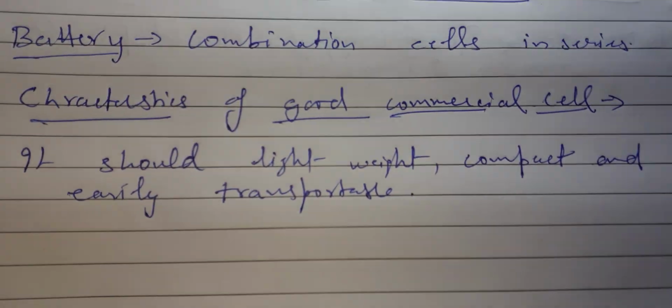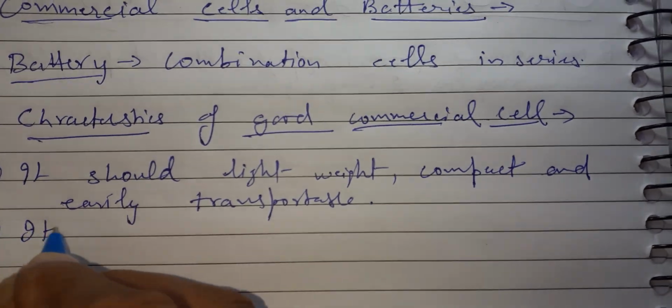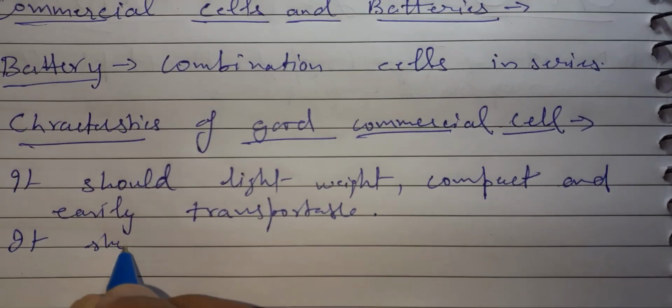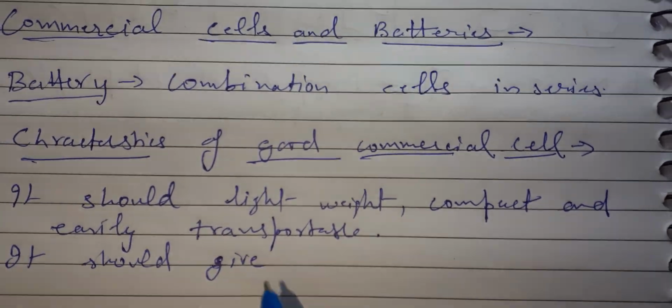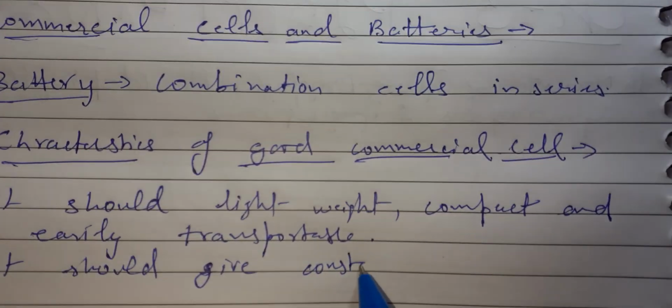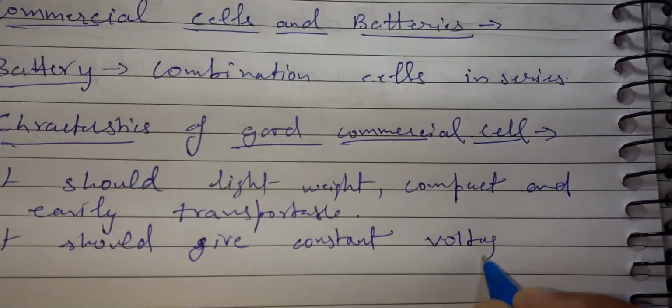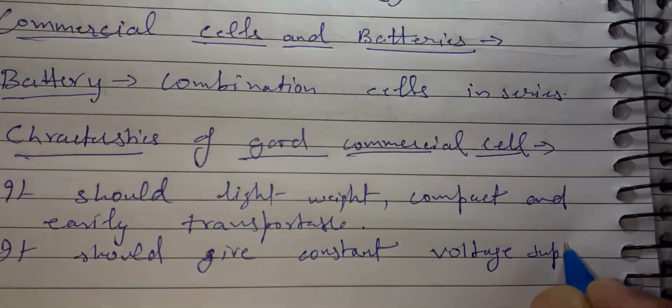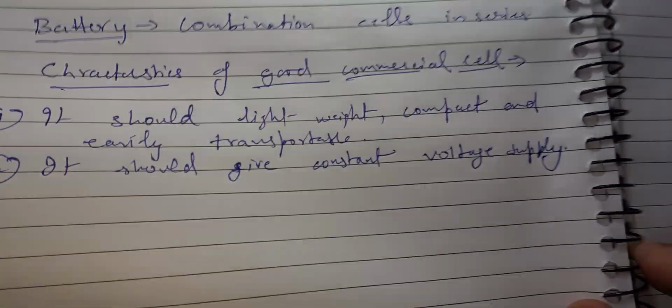Second characteristic of a good cell and battery is it should give constant voltage supply. Means supply should not fluctuate during its use.